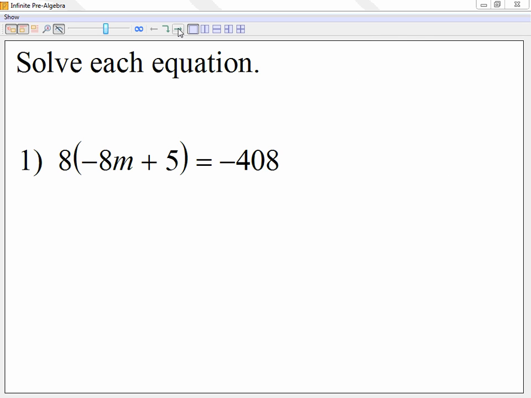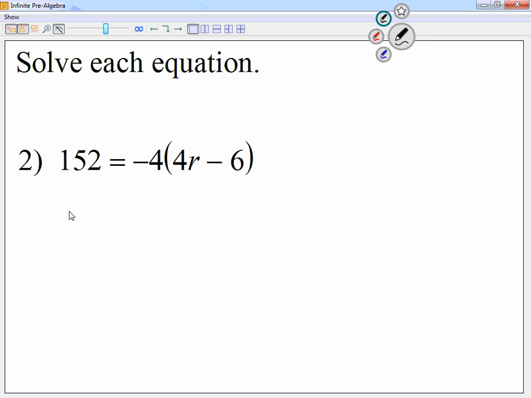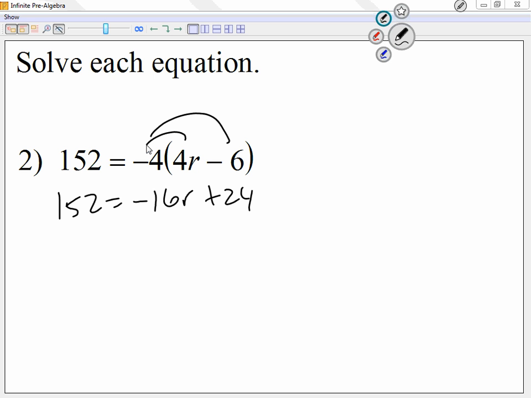All right, now looking at question number 2, let me write this as 152 is equal to negative 16r plus 24. All I did was multiply the negative 4 to the inside. Letters on one side, numbers on the other. So let me bring that 24 to the left as a minus 24. I know 152 minus 24 is 138. I mean, 128.